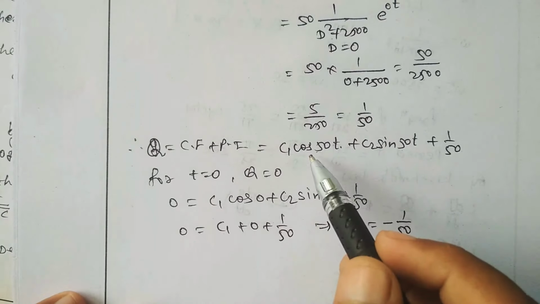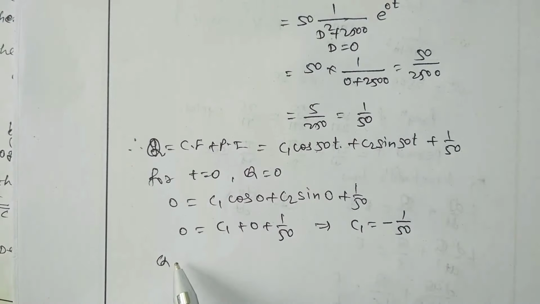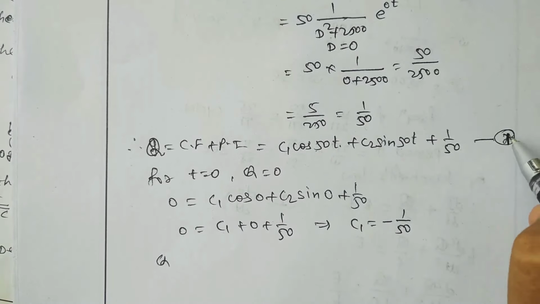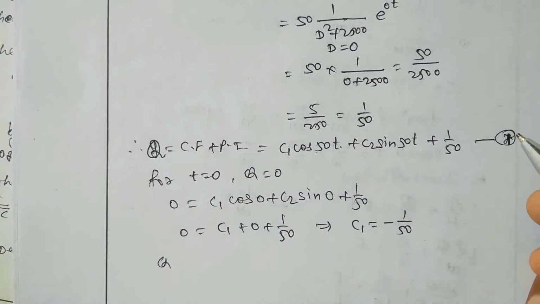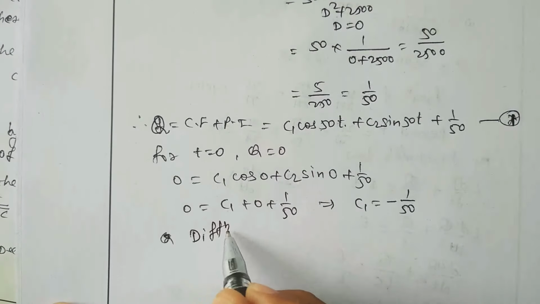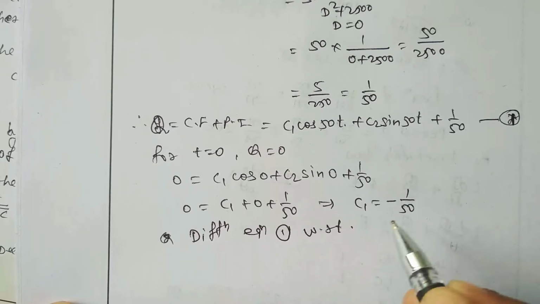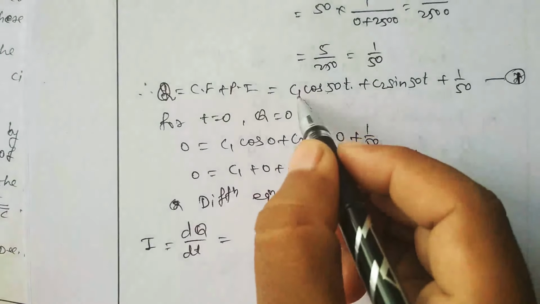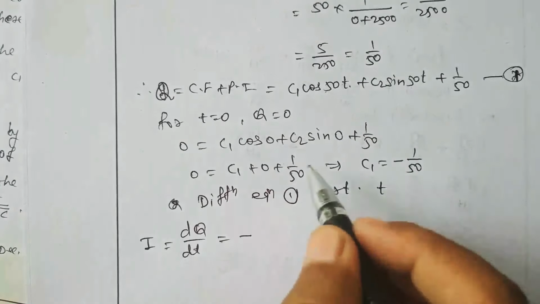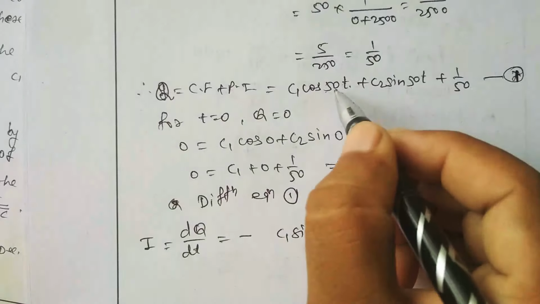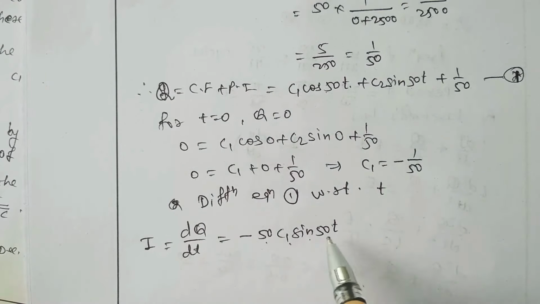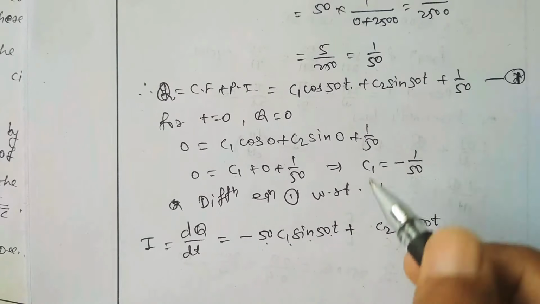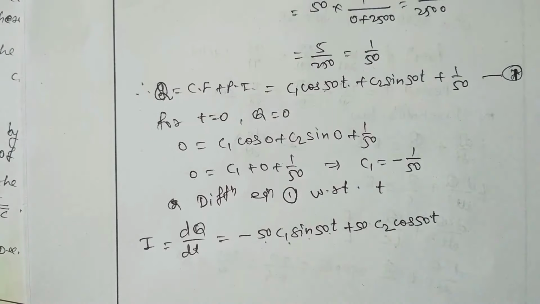We can put the value of C1 here, or we can differentiate this equation, equation number 1, with respect to t to get current I. So differentiating equation number 1 with respect to t, we will get dq by dt, that is nothing but I, equal to: the derivative of the cos function is minus, so minus C1 sin 50t into the derivative of 50t which is 50, so you will get minus 50 C1 sin 50t, plus C2, the derivative of the sine function is cos 50t into the derivative of 50t which is 50, and the derivative of the constant term 1 upon 50 is 0.